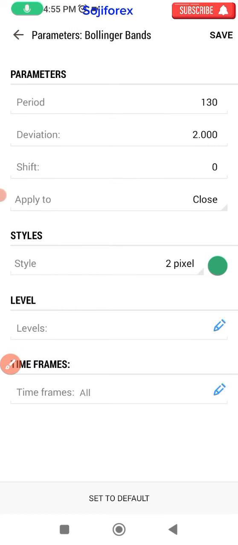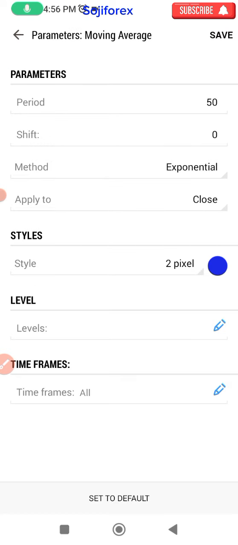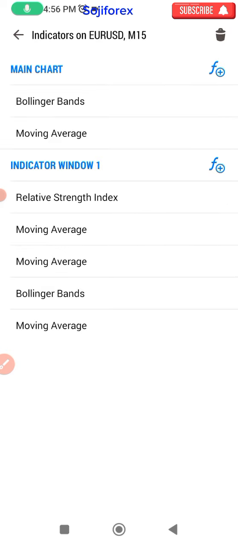Here is the setting of the Bollinger. The period is 130, deviation is 2, the shift is 0, apply to close, the style is 2 pixels, and the color is green. Then the next indicator is our exponential moving average. The period is 50, shift is 0, the method is exponential. Apply to close and it is 2 pixels, the color is blue.